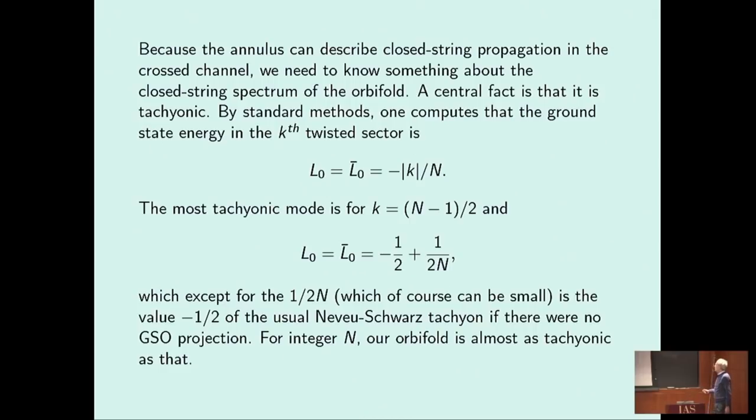And because of that interpretation, we need to know something about the closed string spectrum of the orbifold. The main fact is that it's tachyonic, as I remarked about 20 minutes ago. By standard methods, you compute that in the kth twisted sector, the ground state energy is this. And so the most tachyonic mode is that, if k is no bigger than this in absolute value. So the most tachyonic mode has an energy which is almost the same as minus 1/2, which would be the Neveu-Schwarz tachyon if there was no GSO projection. So for integer n, our orbifold is almost as tachyonic as the Neveu-Schwarz model without the GSO projection.